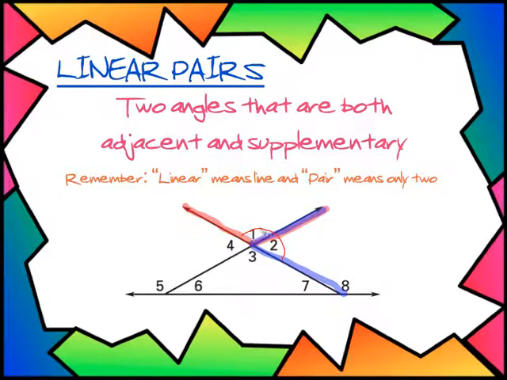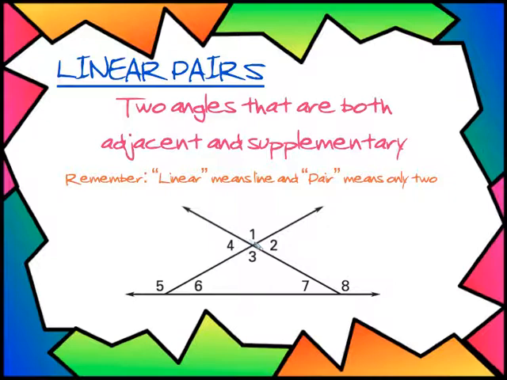And I like to draw this little half circle because a half circle is 180 degrees. So that's a great way to be able to tell that they're supplementary, 180 degrees. If you cannot draw the little half circle, then they are not a linear pair.